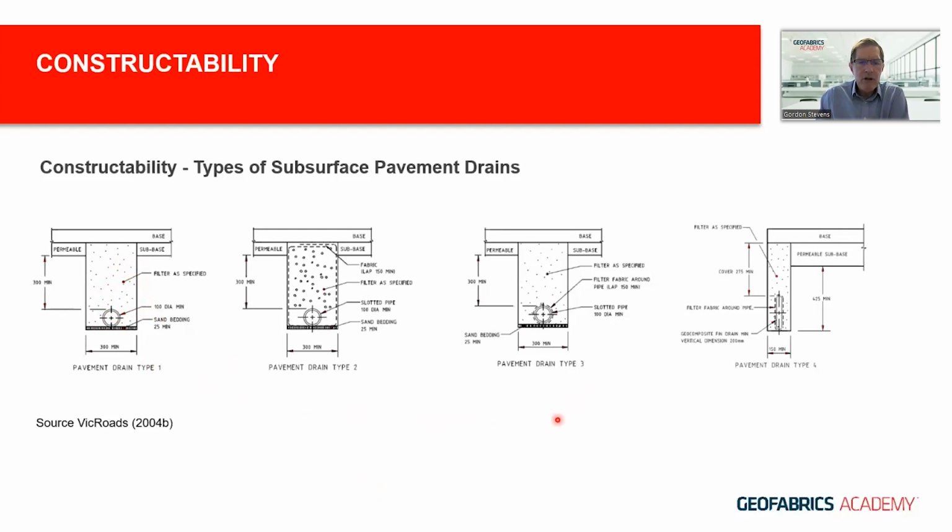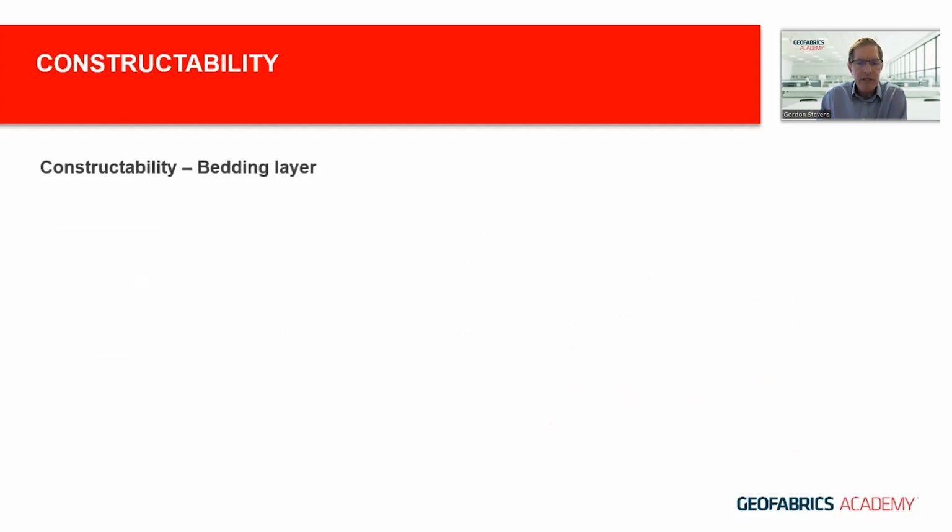Type 3, we've got a 2-stage filter system with a granular drain and a geotextile wrapped around the pipe. And type 4 is a geocomposite strip or panel drain system with a granular filter. And this is typical of a Megaflo Green system. And what we're going to do is look at the comparative installation criteria and performance of 2 of these types of drains.